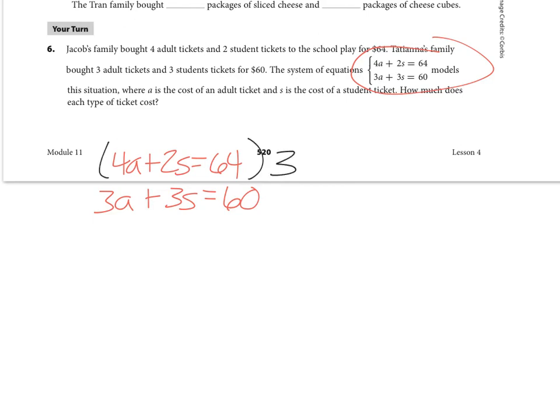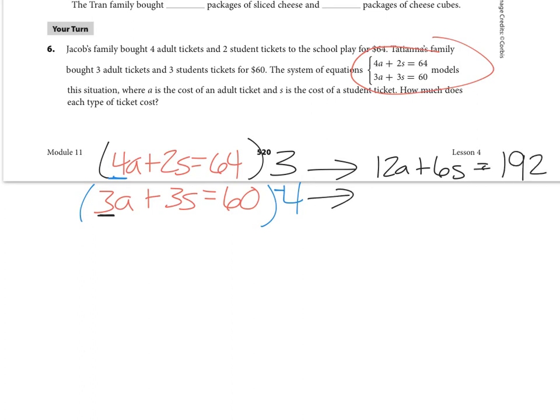So I'm going to multiply this one by 3, because 3 was down here. And I'm going to multiply this one by 4, because 4 was up here. Now, since they are both positive, I need to multiply one of these by a negative. So I'm going to multiply the bottom one by negative 4. So you do your distributive, and you get 12a plus 6s equals, now these start to get a little big, but that's 192. Multiply the bottom one, negative 12a, which is what I wanted to happen. I wanted those to be opposites, minus 12s equals negative 240.